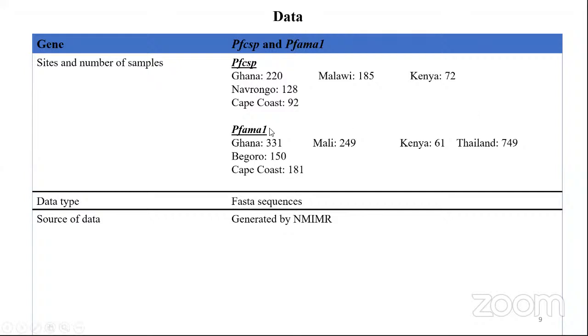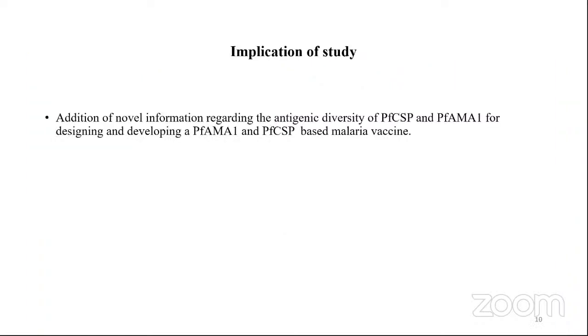And for PfAMA1, our earlier studies in Ghana incorporated 331 samples, and we had 150 for Navrongo and 181 for Cape Coast. We also want to do the same analysis in Mali, Kenya, and Thailand. Our data type is FASTA sequences, and this data was generated in our lab at Noguchi.